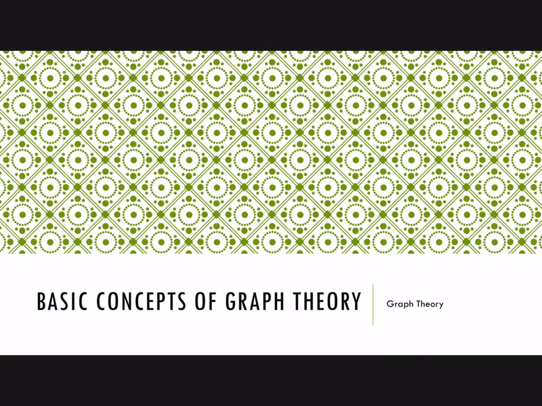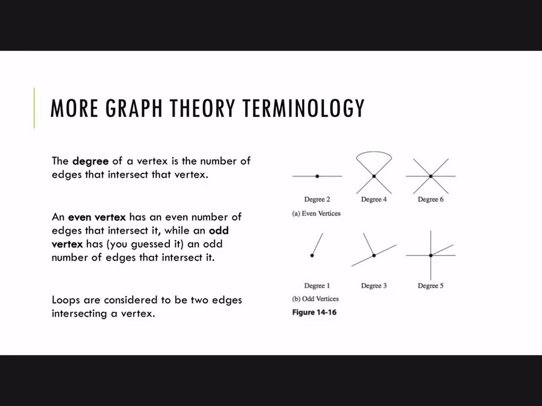In this video, we'll continue to explore some basic concepts from graph theory. To begin with, we have some additional vocabulary terms. In the past video, we talked about vertices and edges of graphs. Let's begin with the degree of a vertex. This is the number of edges that intersect that vertex.